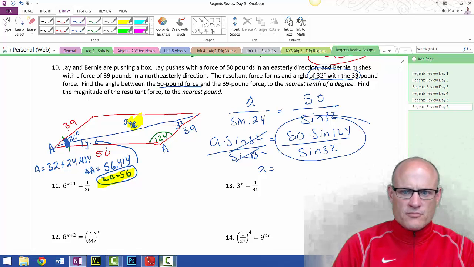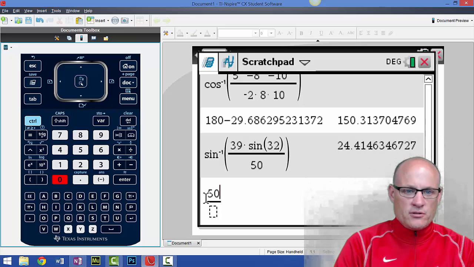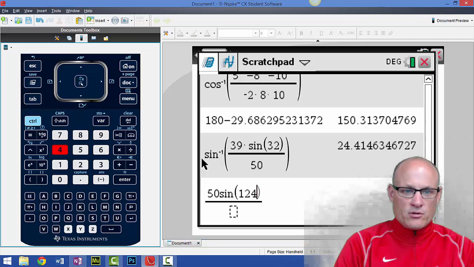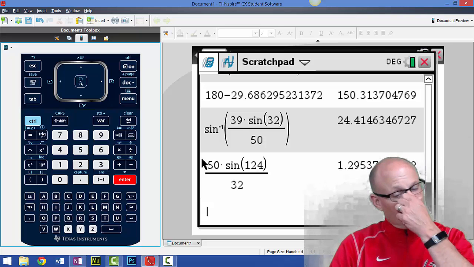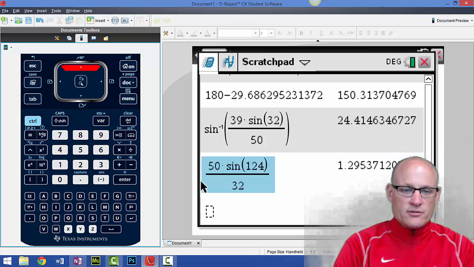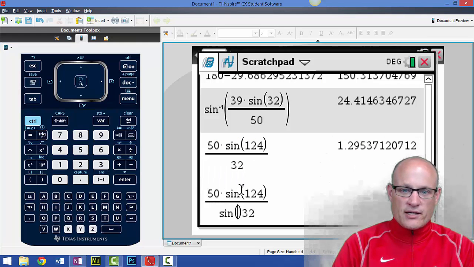So 50, sine of 124, over sine of 32. Hopefully that was right. That doesn't make any sense. It's not 32, it's the sine of 32, isn't it? Let me just make sure. Yeah, sine of 32. That was kind of dumb. Sine of 32.